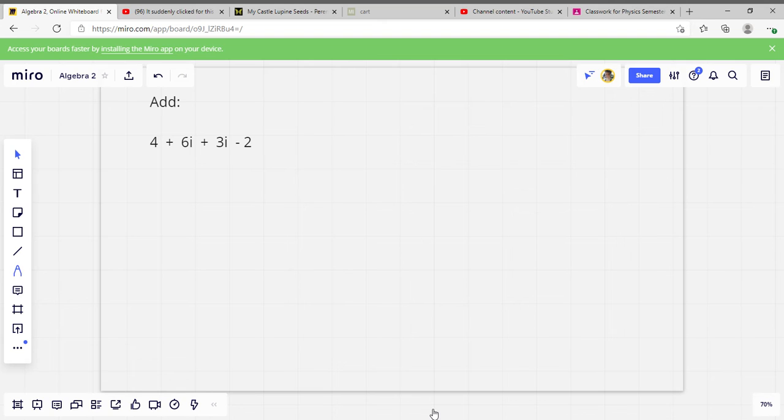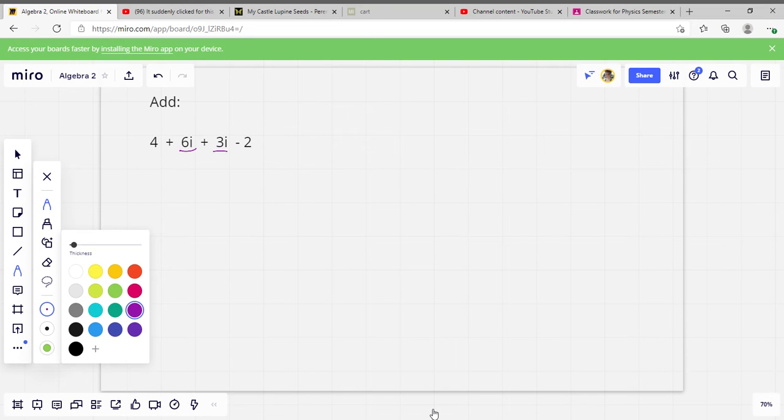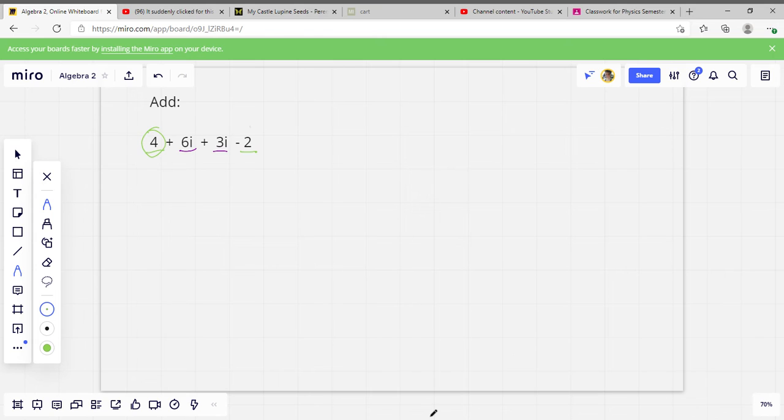All right, so when we add, we can only add like terms. So we can put our i's together, and we can put our regular terms together. Okay, so 4 and negative 2, 4 minus 2 would be 2. All right, and then we've got 6i plus 3i would equal 9i. And we wrote our real part first and then our imaginary part.